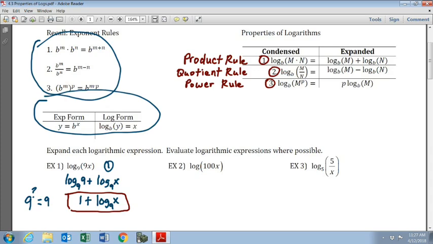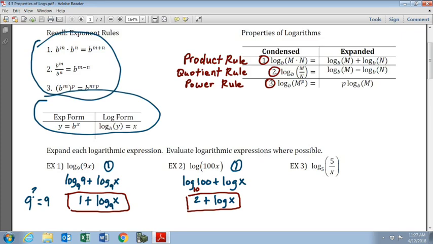Let's go on to example 2. If you want to try it before you watch the video, you can certainly do that. It's very similar to the one we just did. We're going to use property 1 because we have the log of a product. So we'll break it into the log of 100 plus the log of x. Of course our base here is 10. This is a common log. Note again, when we don't write the base, it's understood to be a 10. So we can evaluate this first log. It's the exponent you put on a base of 10 to get 100, and so that would be 2 plus log of x.